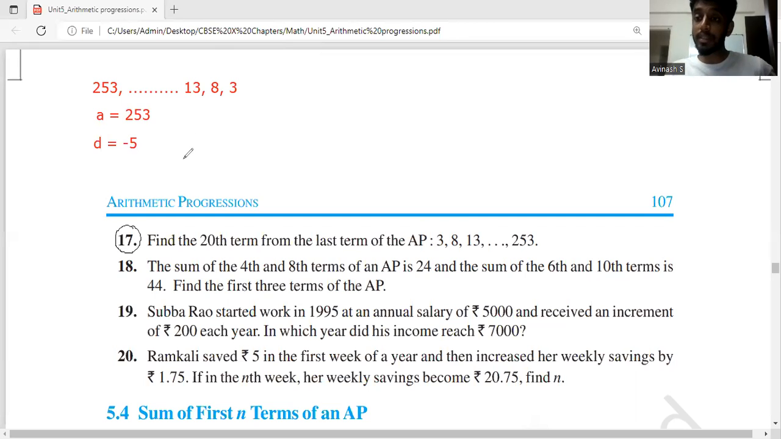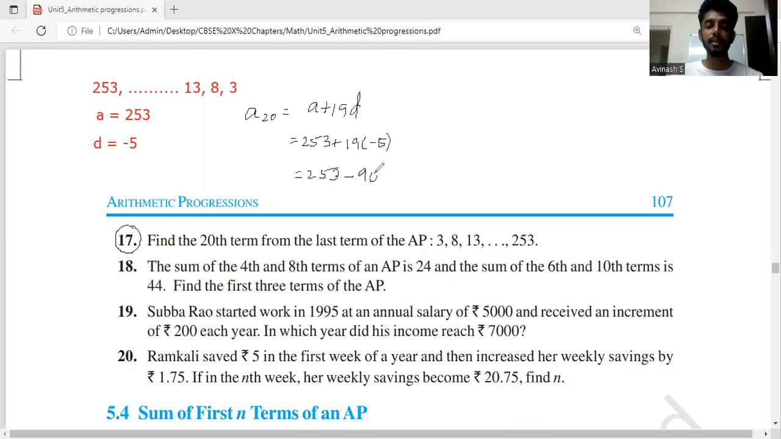So if it is the 20th term from the last term, after reversing, it is the 20th term from the first term. So you directly calculate A20. You will be getting A plus 19D. Here A is 253 and D is minus 5. So we get 253 minus, sorry, just a minute, minus 95. So this will be 158 and this is the answer.